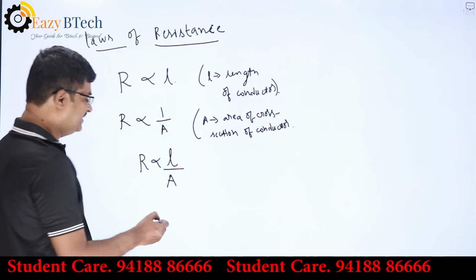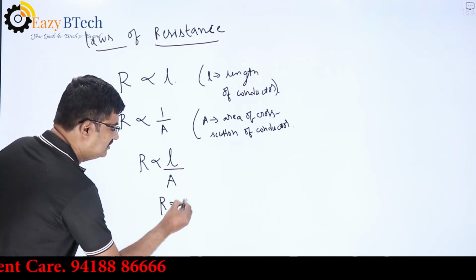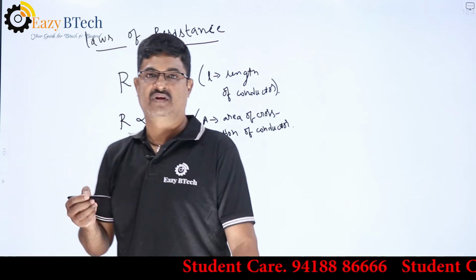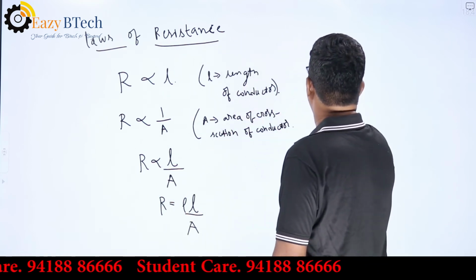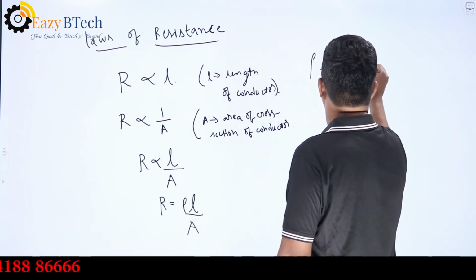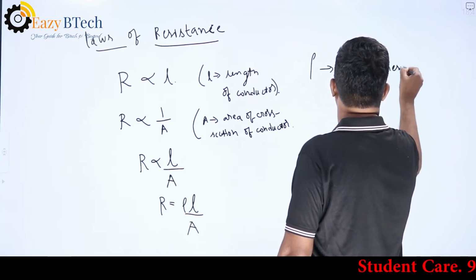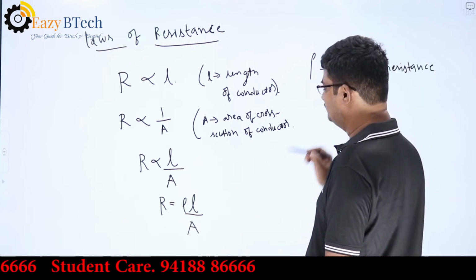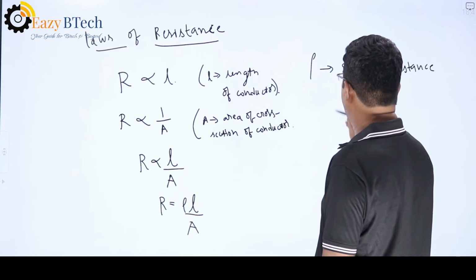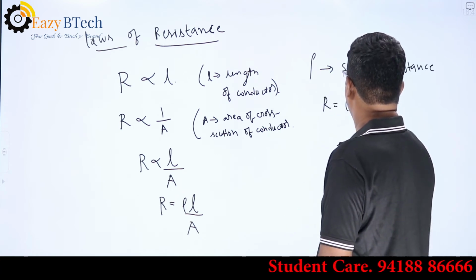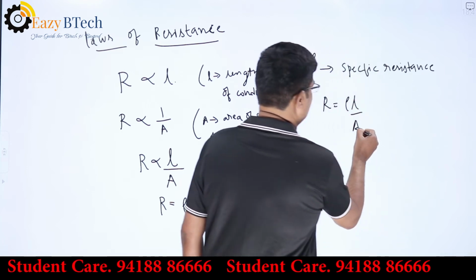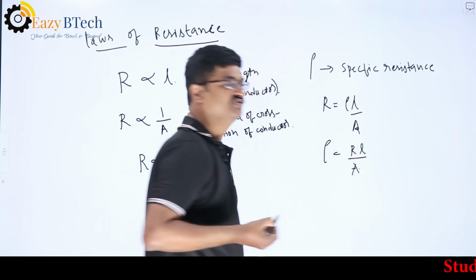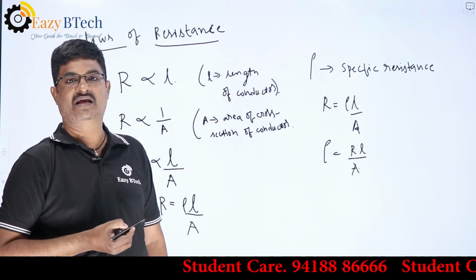To remove this proportionality constant, I am writing R is equal to rho L by A, where rho is said to be specific resistance. Now if R is equal to rho L by A, from this can I write rho is equal to R A by L? So rho is equal to R into A by L.